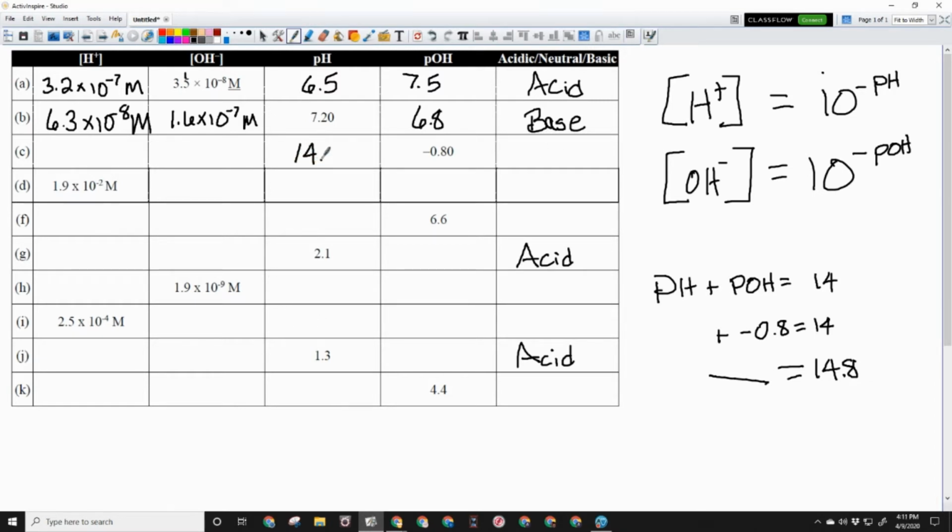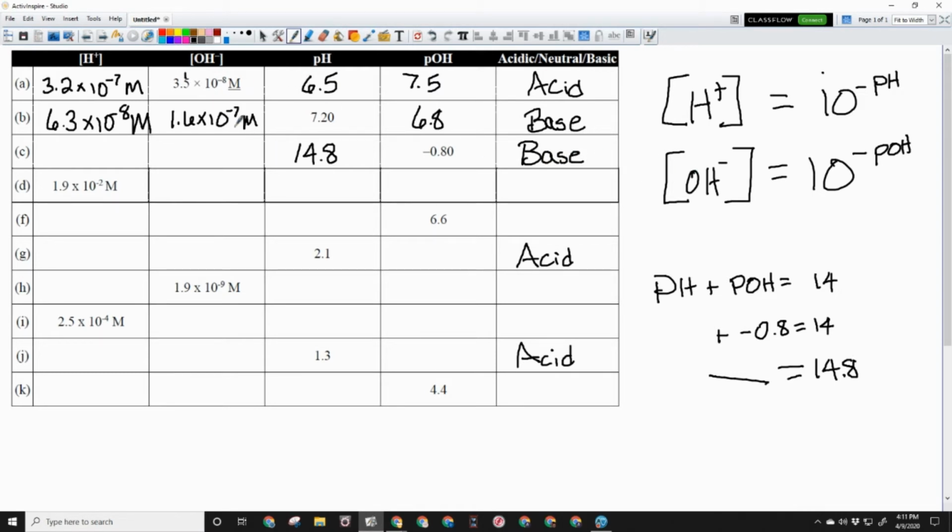Now you say, well, I thought the pH scale was 0 to 14. It is, but they're giving you a case here where the pH is slightly higher. Right? And I don't know why. Okay, so this is definitely a base.